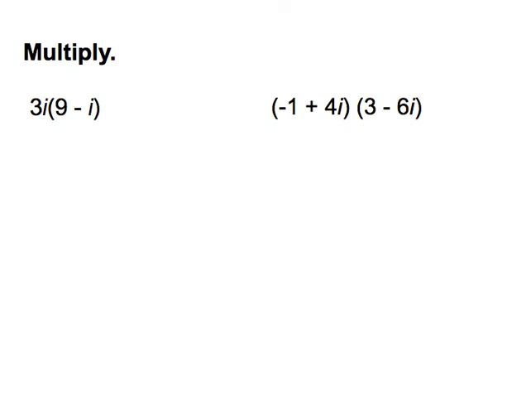Now let's multiply. First we start with 3i times 9, that's 27i. Then we take 3i times -i, which is -3i squared. Where it's different, if you remember way back in the beginning when we went through some definitions, i squared is also known as -1. So anytime you see i squared, you should replace that with -1.